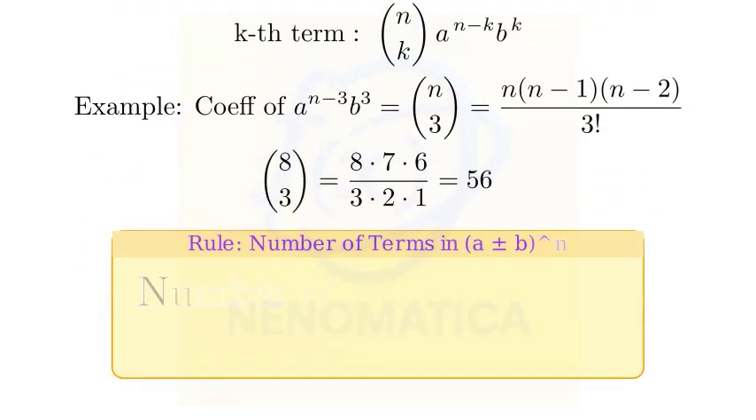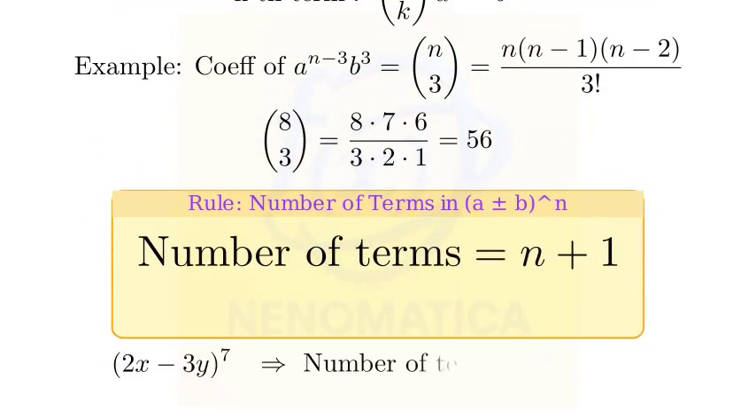Step 3. The number of terms in a binomial expansion. The expansion of (a ± b)^n always contains n + 1 terms. For example, when n equals 7, there are 8 terms.